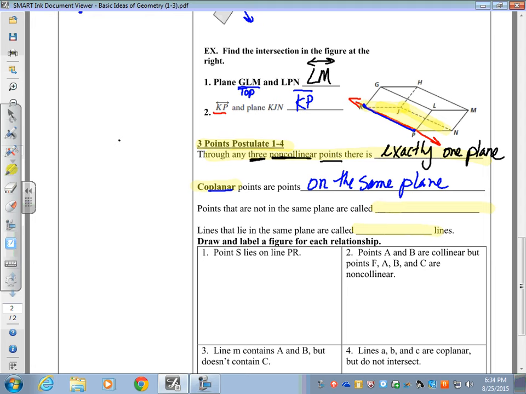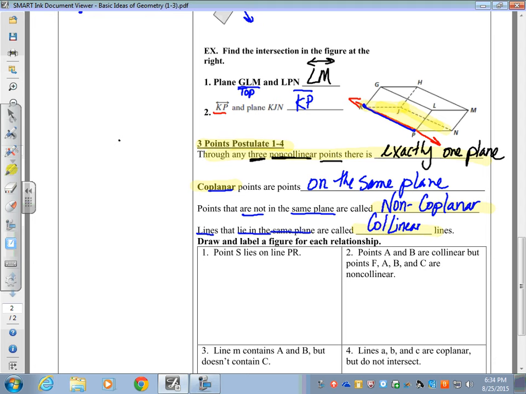Points that are not on the same plane are called non-coplanar. Lines that lie in the same plane... So we had points that lie on the same line, but if we're talking about lines that lie in the same plane, again, what's another word for line? Linear. So if they're on the same plane, they are collinear.